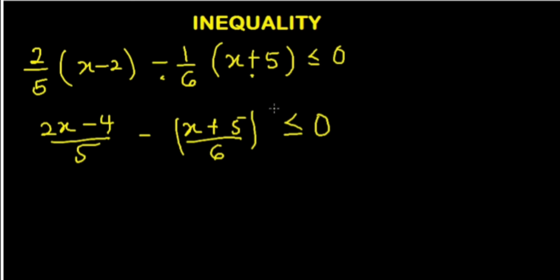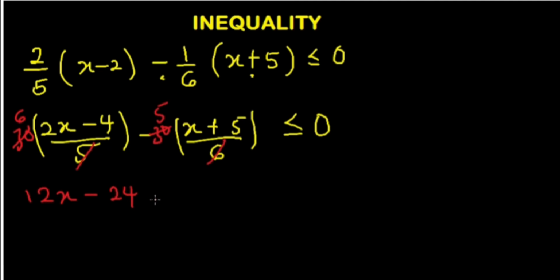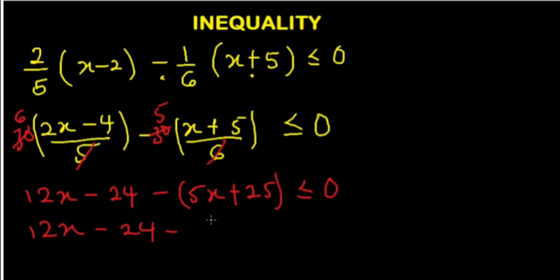Okay, so in that case I can multiply the LCM on both sides. So if I multiply everything here by 30, multiply 30 here, multiply 30 here, this will be 6, this will be 5. Then I'll have 12x minus 24, then minus, put my bracket, 5x plus 25. 0 times 30 is still 0. So I have 12x minus 24 minus 5x minus 25 less than or equal to 0.